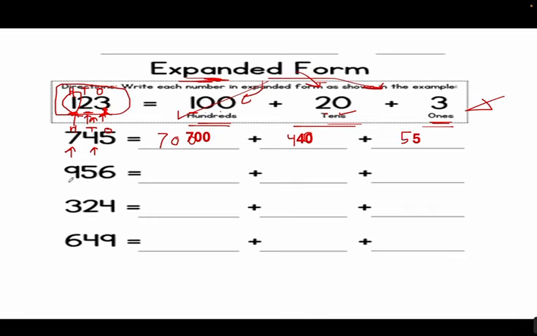Okay. What about this one? 9 hundreds equals 900. 5 tens, 50. 6 ones, no 0. 6. Let's check. 956. Okay, now answer the following questions in your copybook.